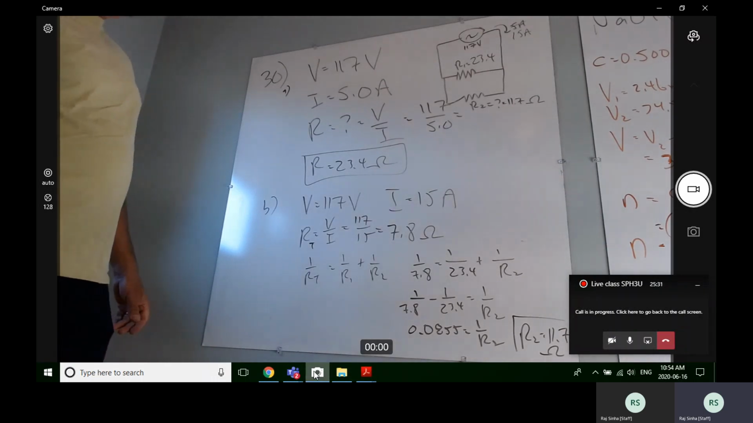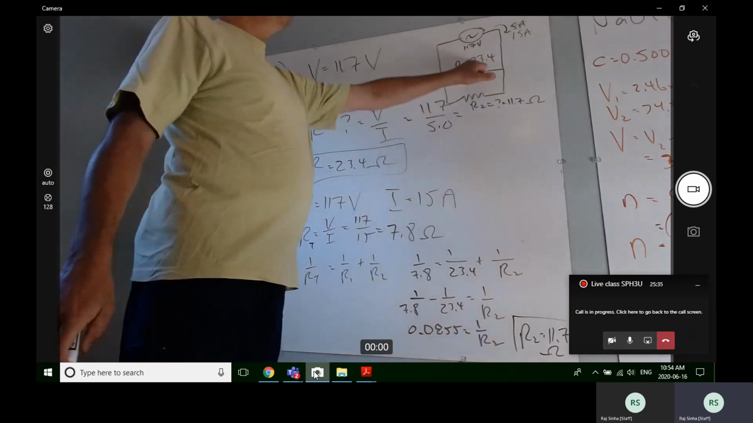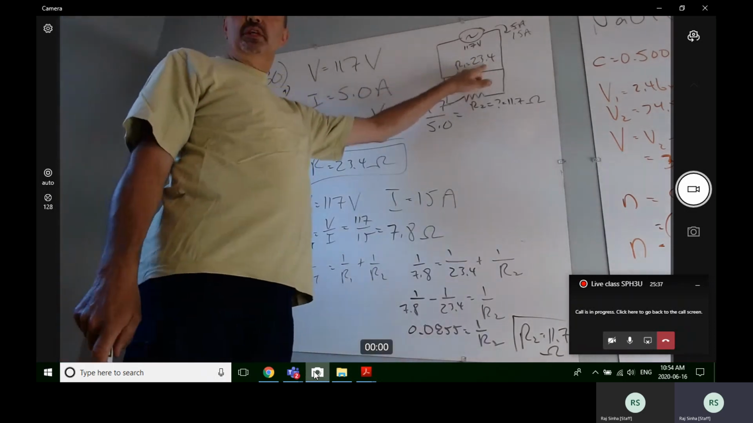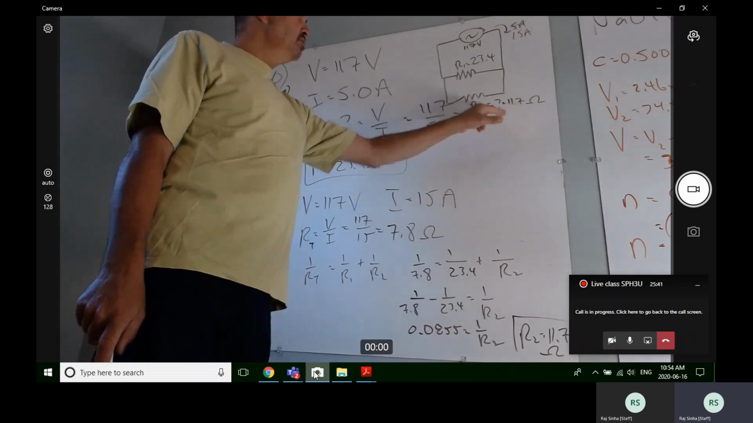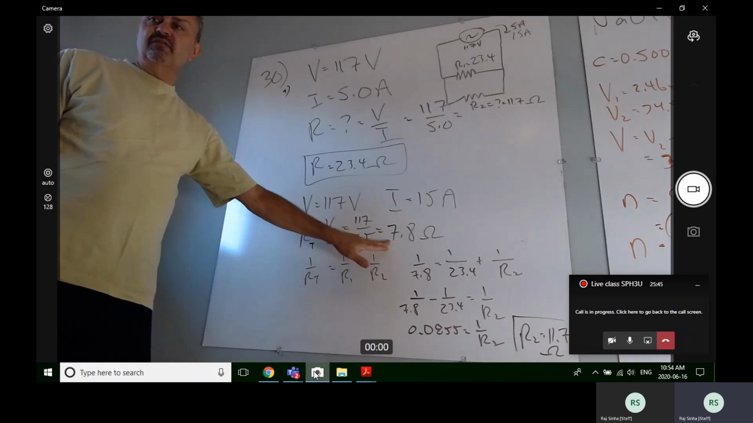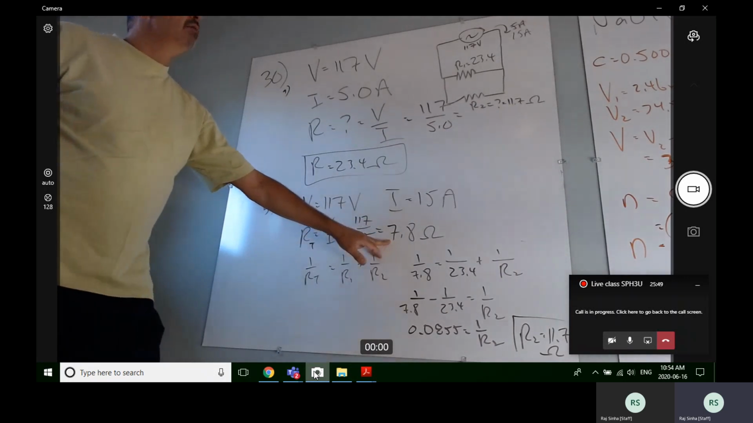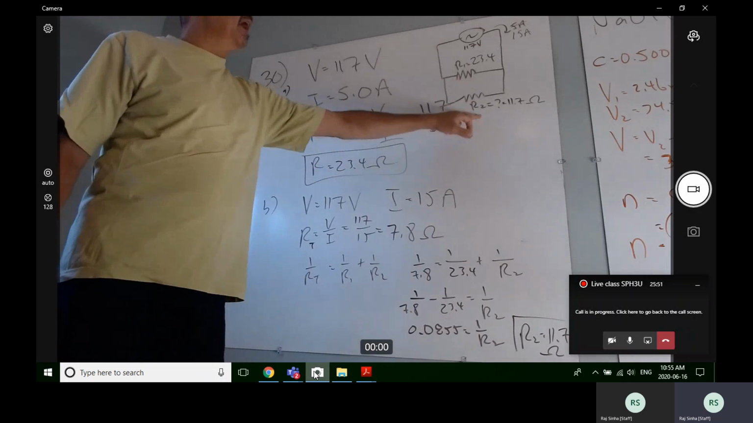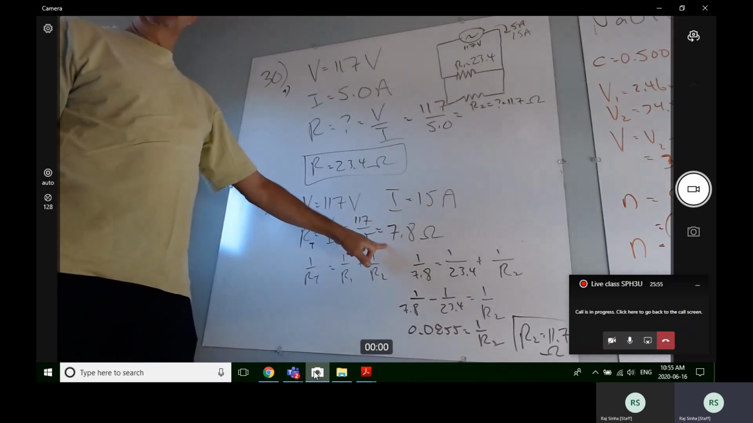So something should be jumping out at you here, right? I'm saying the first resistor is 23.4 ohms. The second resistor is 11.7 ohms. And when I put the two together, notice I'm getting a total resistance of 7.8 ohms. That's impossible. How can I have less resistance now? I have this much resistance and I've added another resistor, but I've lowered the total resistance.